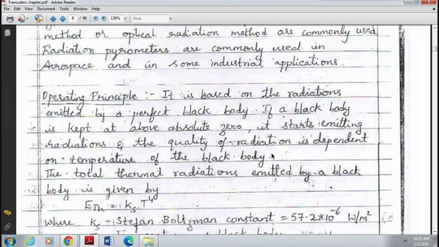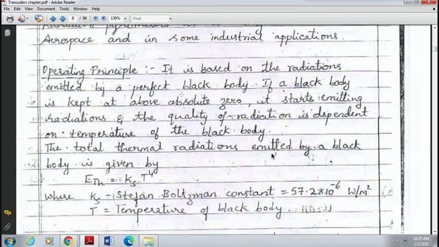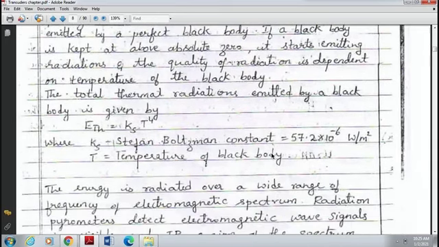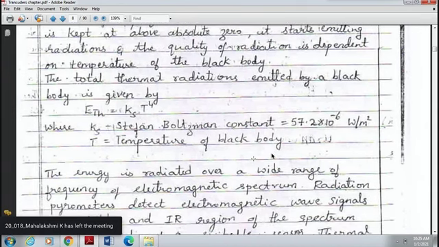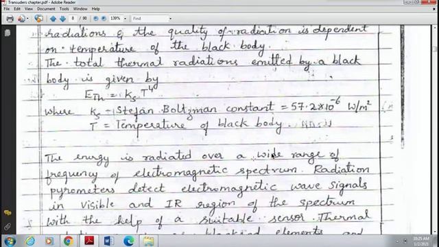Okay, that is measured by this equation. You can look here. That is E_th, the thermal EMF, is equal to K s T. K is the Stefan-Boltzmann constant, which is given by the value 57.2 into 10 power minus 6 watt per meter square. Okay, T is the temperature of the black body. So this is the temperature sensed by the black body. Okay. So in this way, this radiation pyrometer will work.